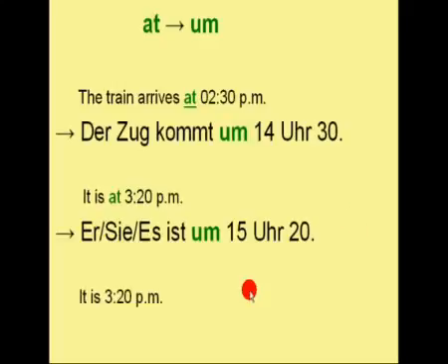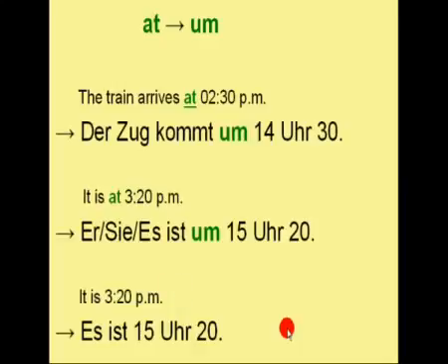However, if you simply want to tell the time, you would say, for instance, for it is 3:20, es ist 15:20 Uhr. And as you can see here, in this case the preposition at was not used in English, so in German we also didn't use the preposition.